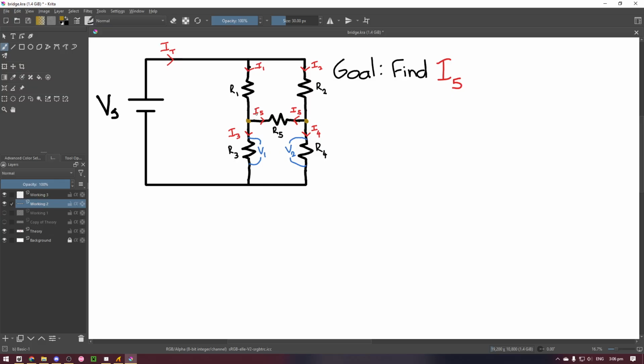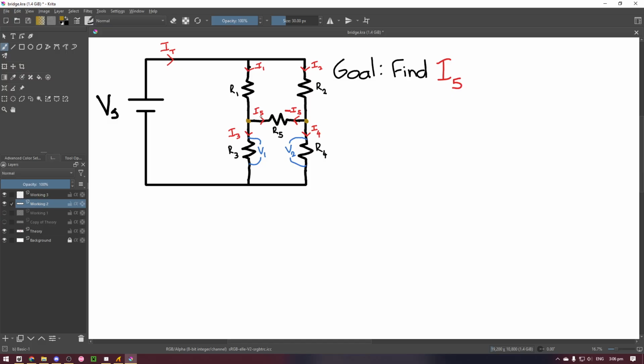Now, we'll have a positive I5 going to the right, and we will put a negative I5 going to the left. This is just for convention's sake. We could do it the other way around, and the answer will be the same. We might get a negative answer for I5, which just means the current is flowing the opposite direction to which way I've stated, which is right. I've labeled V1 over R3 and V2 over R4. These will be helpful in finding I5.